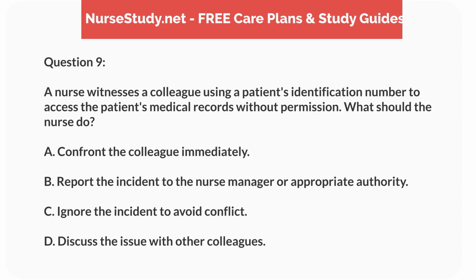Question 9. A nurse witnesses a colleague using a patient's identification number to access the patient's medical records without permission. What should the nurse do? A. Confront the colleague immediately. B. Report the incident to the nurse manager or appropriate authority. C. Ignore the incident to avoid conflict. D. Discuss the issue with other colleagues.